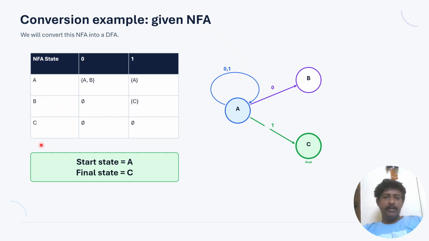The input symbols are 0 and 1. The start state is A, and the final state is C.